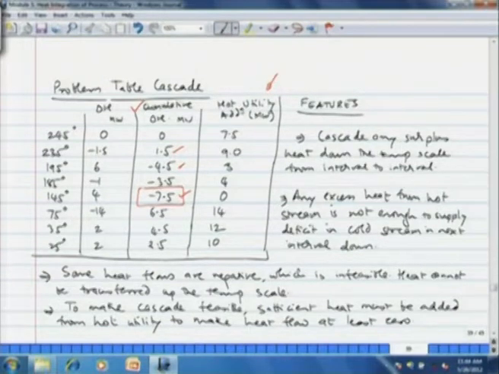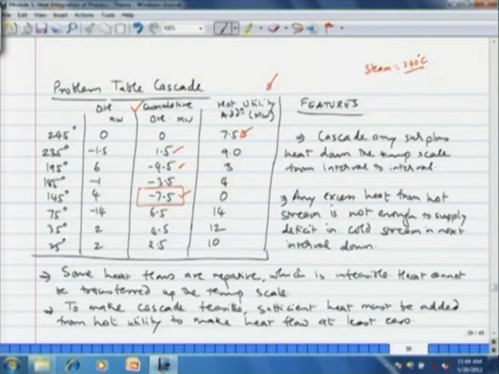So that we start with 7.5 megawatt of heat. So at 245 we have 7.5 megawatt of heat. Let us say we have steam which is available at 240 degrees. But remember, this is a shifted temperature, this is the actual temperature interval. So we have to consider 245 degrees, that is 7.5 megawatt at 245 degrees. So we start with 7.5 megawatt of hot utility.